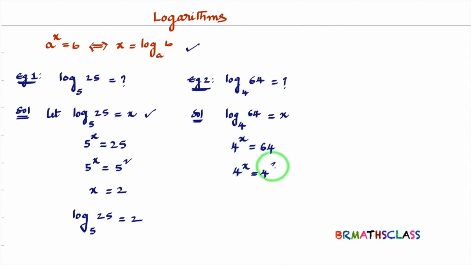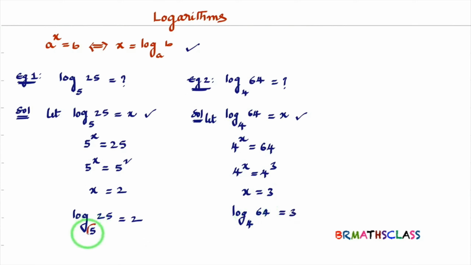Please try to understand. 64 is nothing but 4 cube, correct? 4 into 4 is 16, 16 fours are 64. Okay, as bases are equal, powers should be equal. So what is x here? x is 3. Actually, we consider this expression as x. Okay, so logarithm of 64 base 4 is 3.